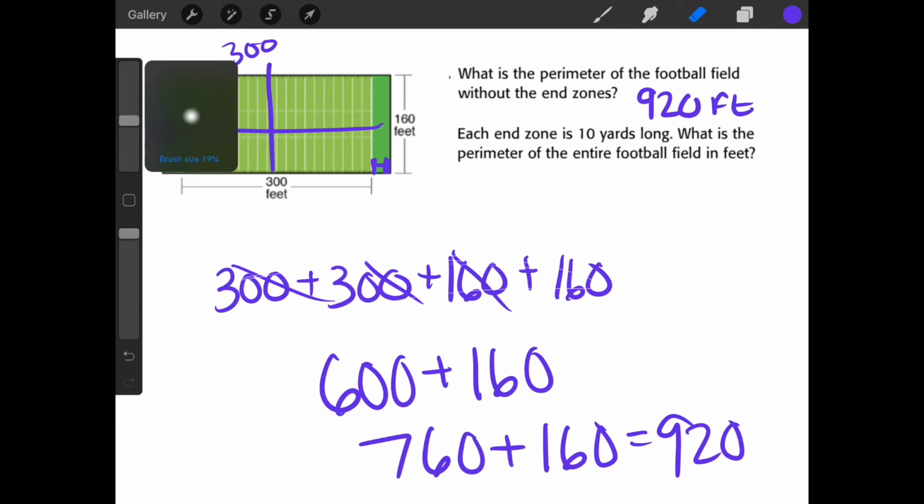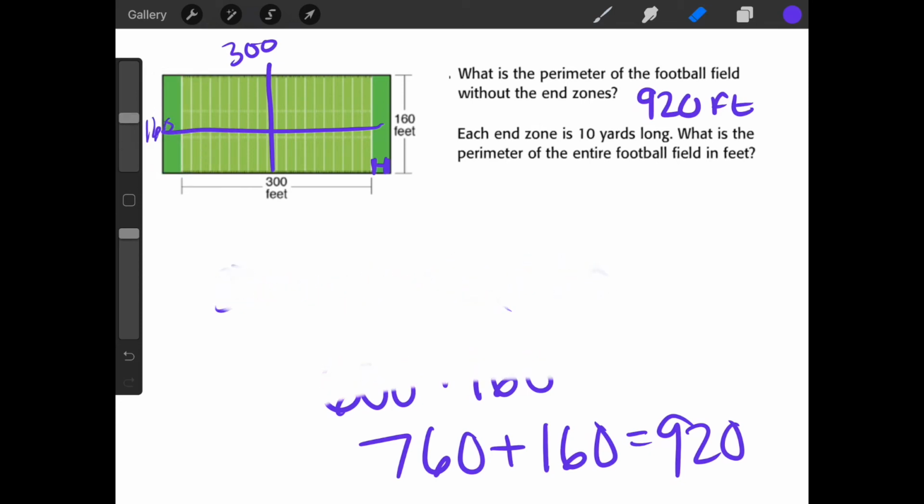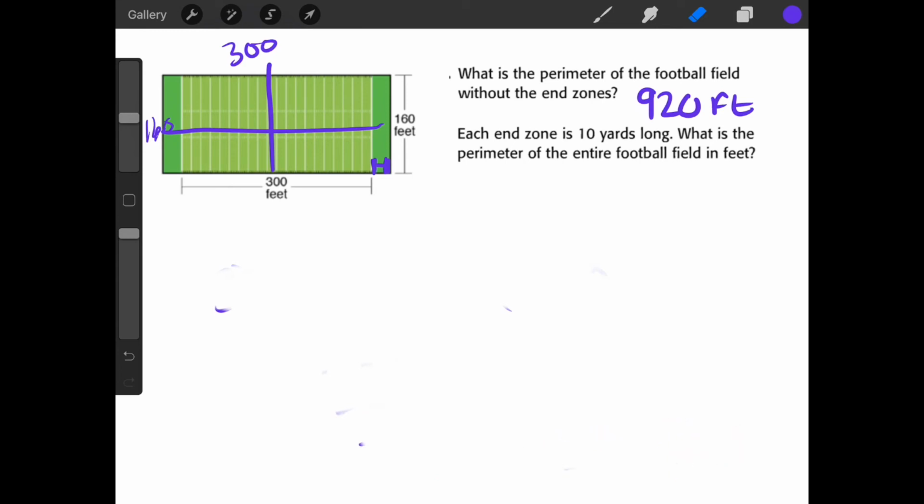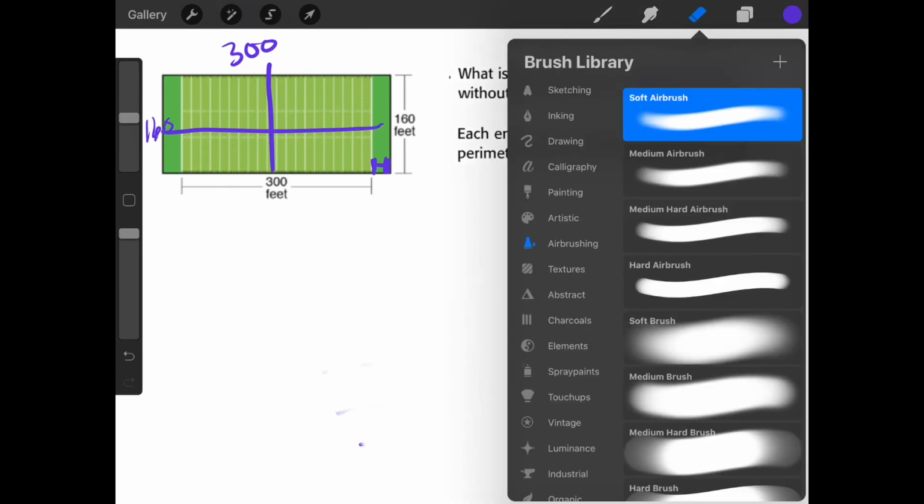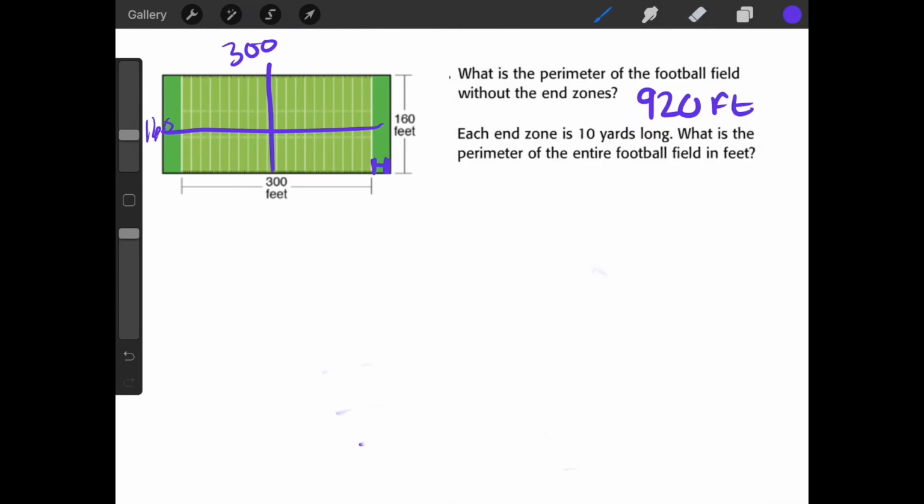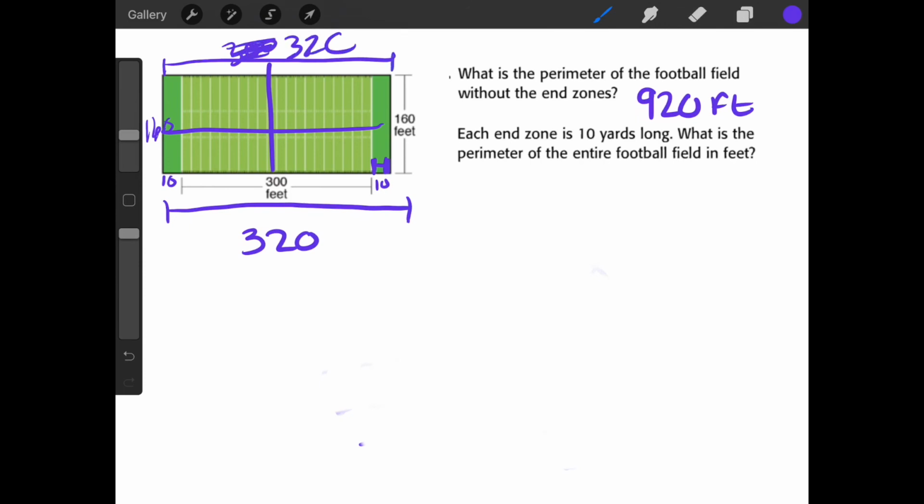Okay, now we gotta figure out the second problem. Each end zone is 10 yards. So this little spot right here is going to be 10 yards. What is the perimeter of the entire football field in feet? So what do we have to add to 300 to get this full length? We got 10 on each side. So 10 and 10 to get the full length is going to be 320 feet from end to end. So that means the same thing over here, 320 feet. So now we just got to add it again. 320 plus 320 is going to be 640.